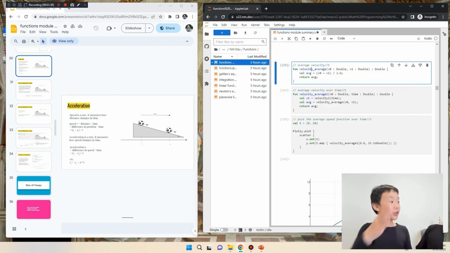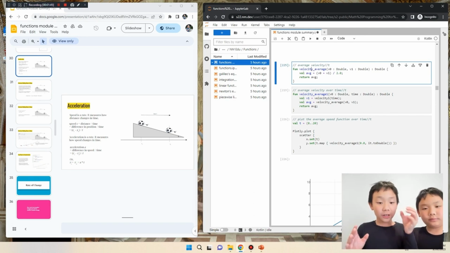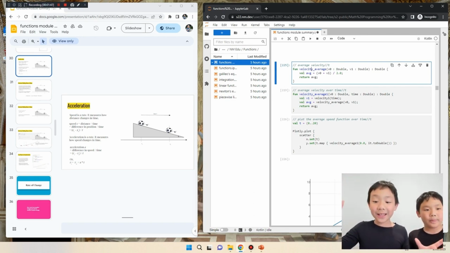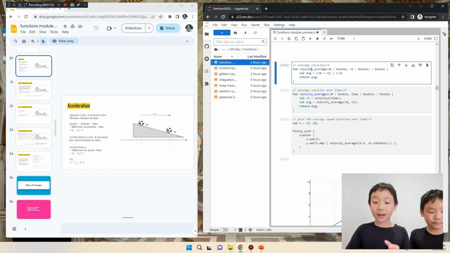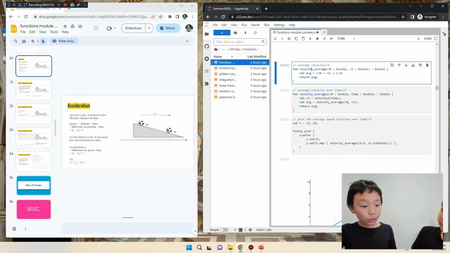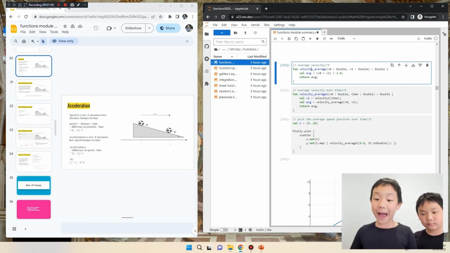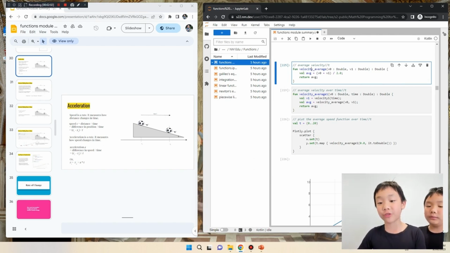To get the distance of a function where the speed is changing all over the place, you use the average velocity. To get the average velocity, you take the starting velocity and the ending velocity, add them together, and then divide by 2, or cut it in half. That's how you get the average velocity. So this is basically what this function does.